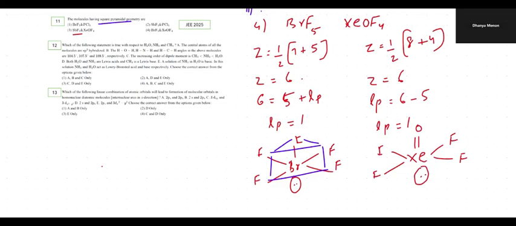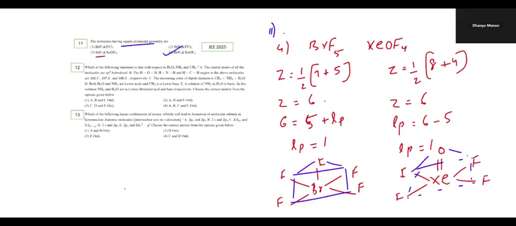So here also you can see this is a square and this is a pyramid. All these shapes we have discussed when we were discussing the valence shell electron pair repulsion theory. There is a video on all the shapes and geometry, so you can watch that video. When we are discussing the shape, we ignore the lone pair. So which option is correct? The fourth one, because in the fourth one both the molecules have the square pyramidal shape.